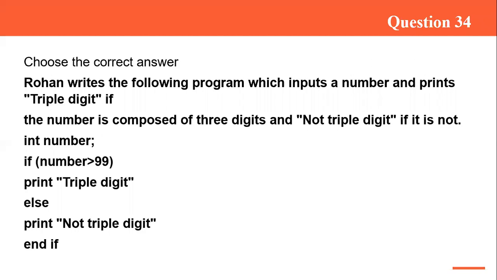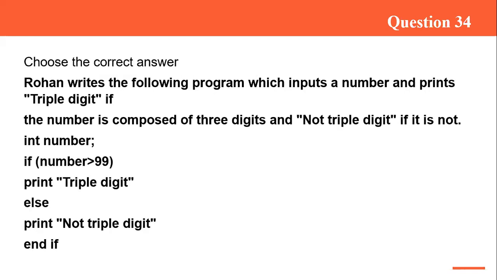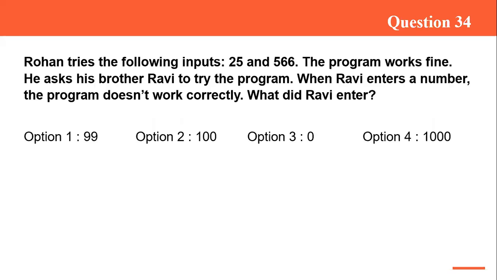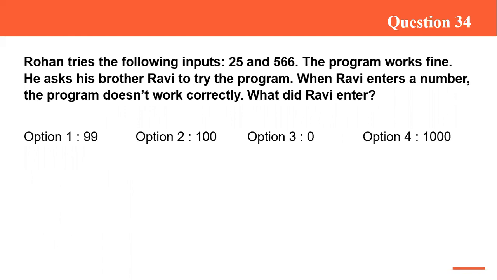For 1000, what will happen? Is 1000 greater than triple nine? Yes. It will print triple digit. But is 1000 a triple digit number? No, it's a 4 digit number, right? The answer is 1000. And what about 0? Is 0 greater than 99? False. It prints not a triple digit. It's fine. 100, what will happen? 100 greater than 99, true. It's triple digit. Perfect. So for everything it works. The only thing it won't work for is 1000. Clear? Answer is 1000.